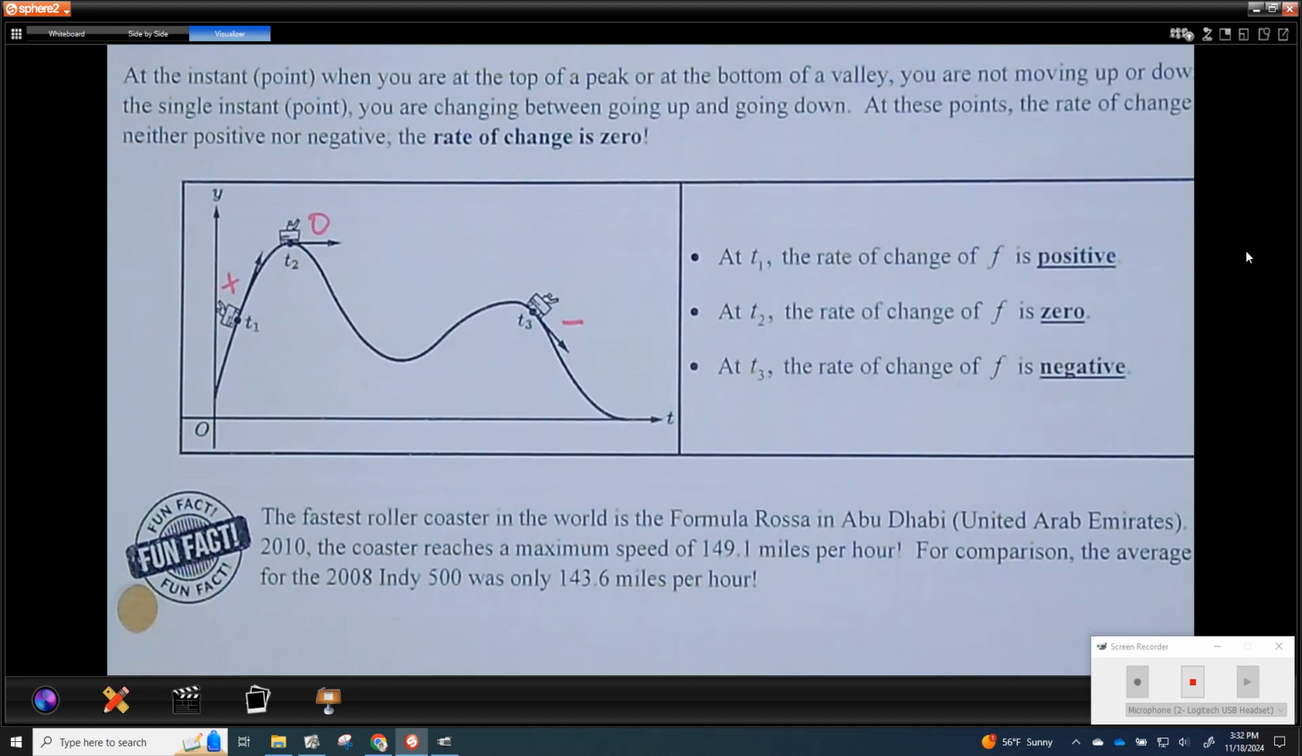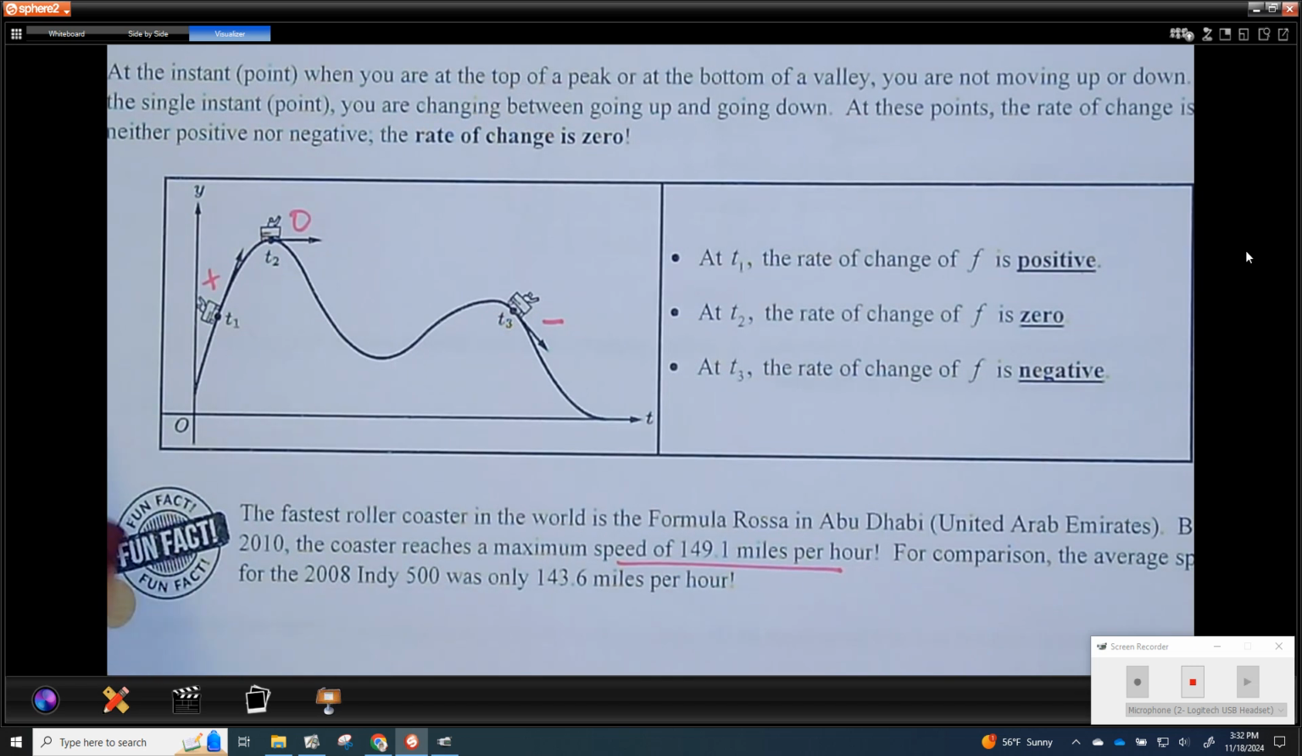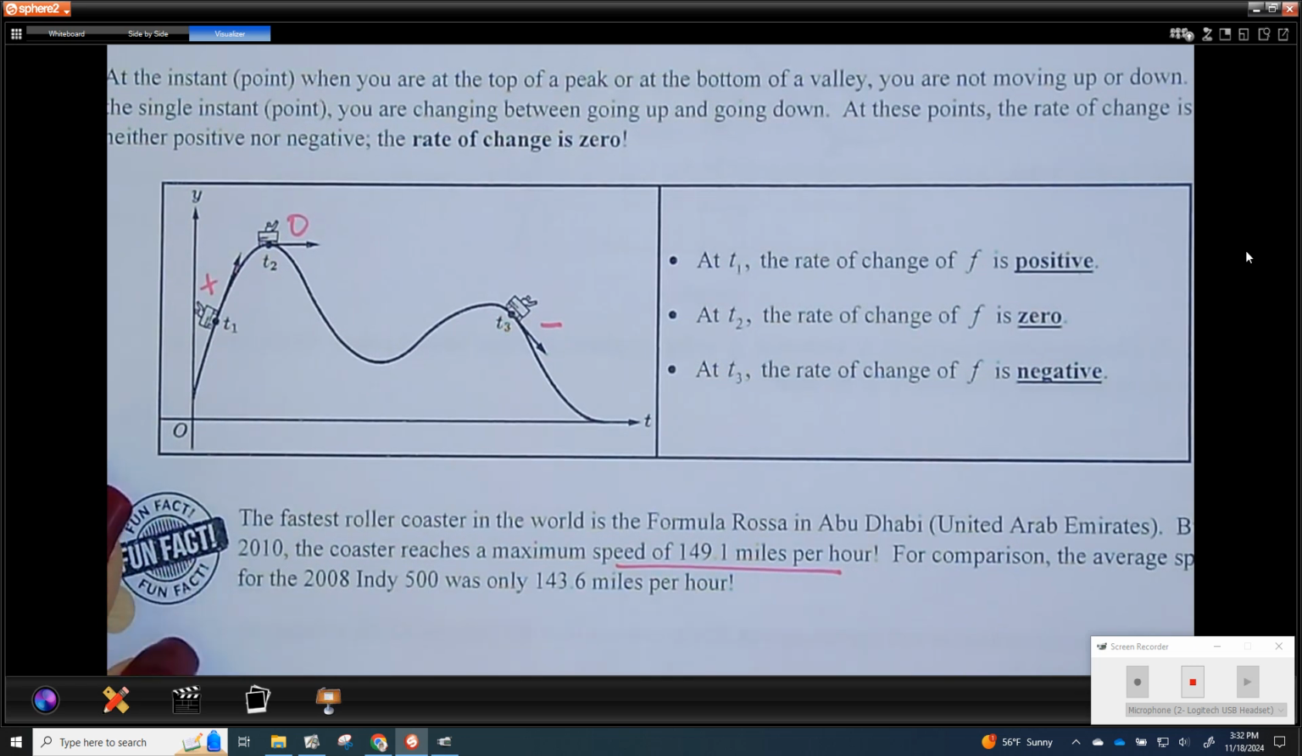Fun fact, fastest roller coaster in the world, built in 2010, reaches a speed of 149.1 miles an hour. For comparison, the Indy 500 was only 143.6 miles per hour. So that's a pretty fast rate.